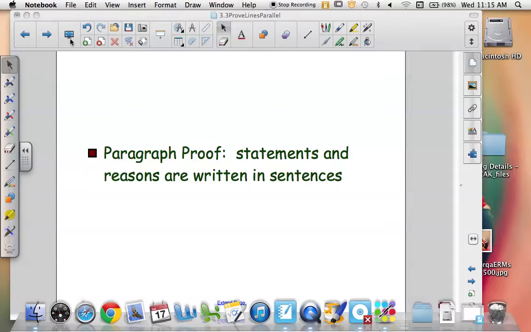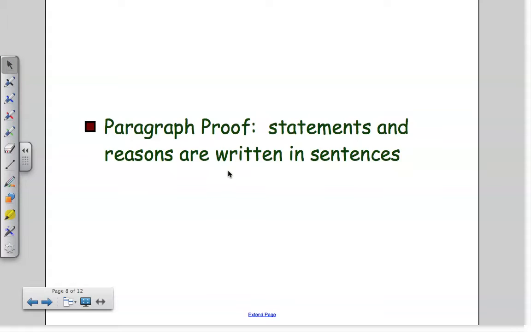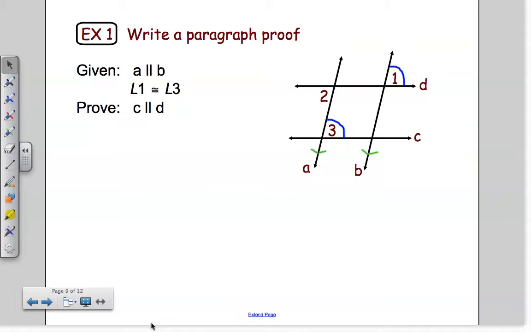In the second part of 3.3 today, we're looking at a new type of proof, which is a paragraph proof. We've been doing the two-column proof with statements and reasons. In a paragraph proof, the whole thing is that you literally are writing paragraphs. You're just writing your statements and reasons in sentences. It means you still have to give a reason for every statement that you have. It's just not organized the same. You're just writing it out.